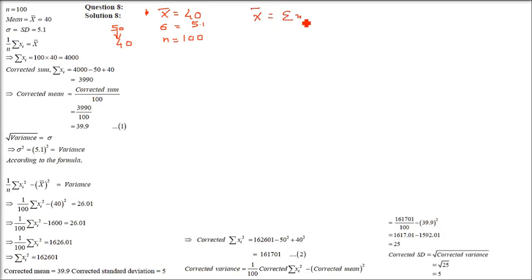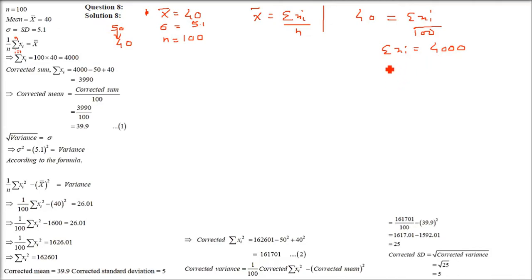Now what is the formula of mean? X bar is sigma xi by n. Here i equals 1 to n, I'm not writing it again. Just remember, whenever I'm writing sigma, that is from i equals 1 to n. So x bar is already given, which is 40, and n is equal to 100. So now you can get this sigma xi, which is equal to 4000. So this is the incorrect one.